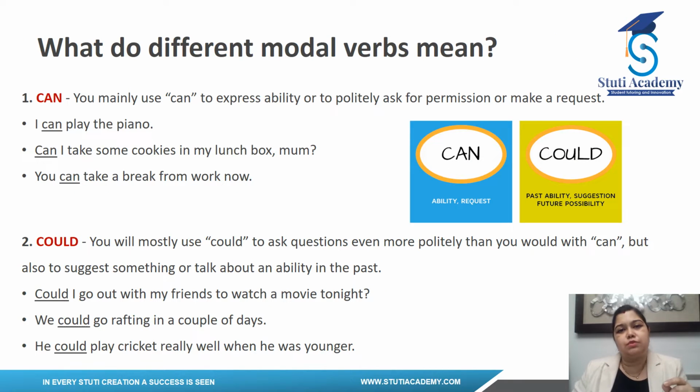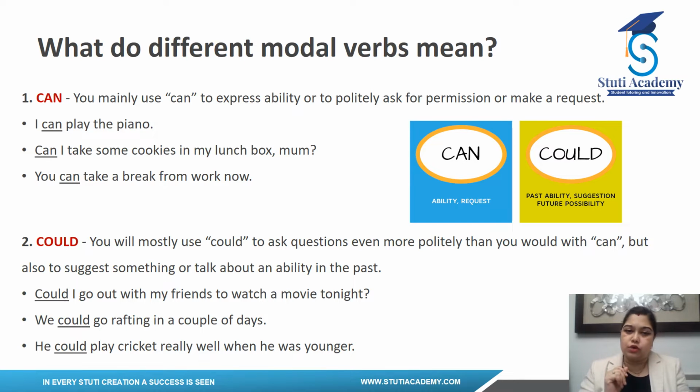Now, let's look at these modal verbs one by one. The first one here we have is can. Can is mainly used to express ability, capability, okay? Or to ask politely for permission or to make a request. If you look at the slides here, I have three examples right in front of you. I can play piano, which means I have the ability to play piano. I can, I'm sure about it.